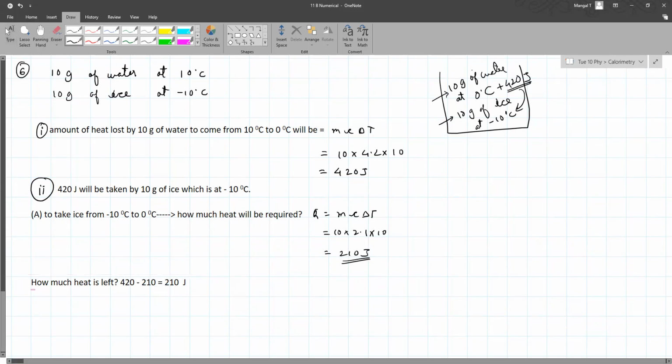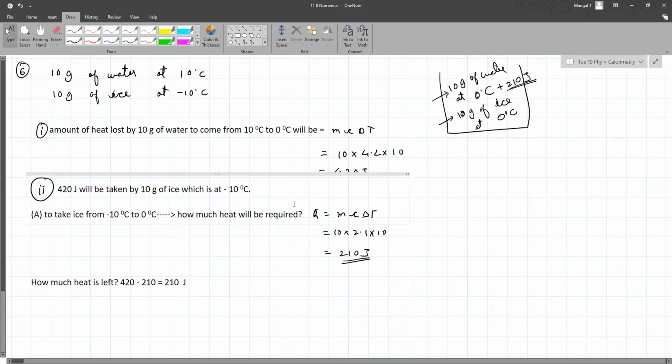Okay, so we'll see what is there with us. We have water at 0 degree. We have 10 gram of ice also at 0 degree. And we have 210 joules. Like I told you, the final situation is where we have everything at the same temperature. But we have water at 0 degree, ice at 0 degree, but this 210 joule is extra. What do you think this 210 joule will be used for? Converting ice to water. Very good.